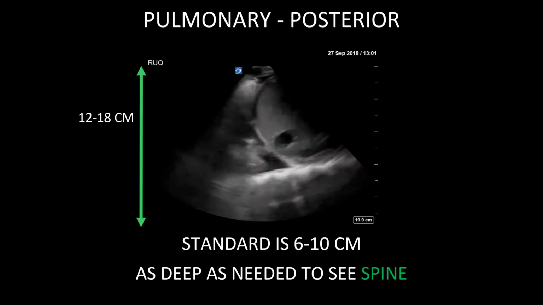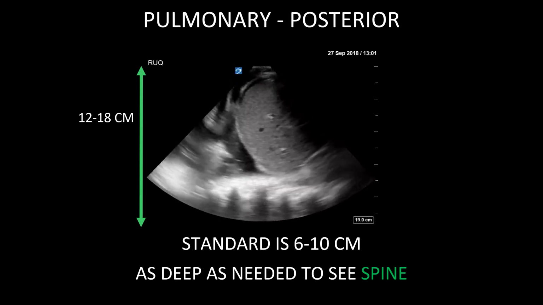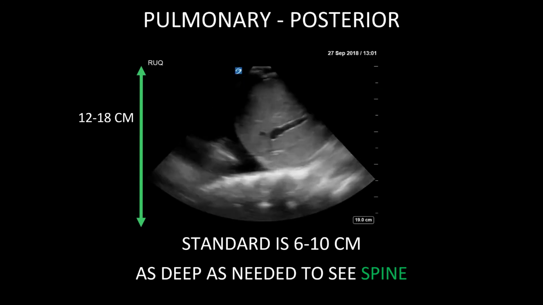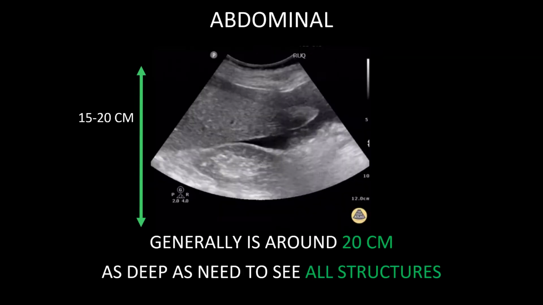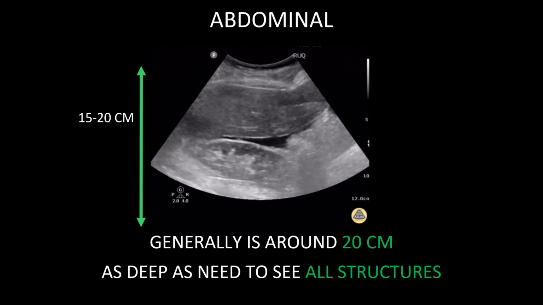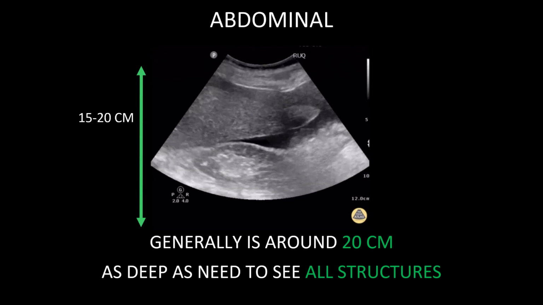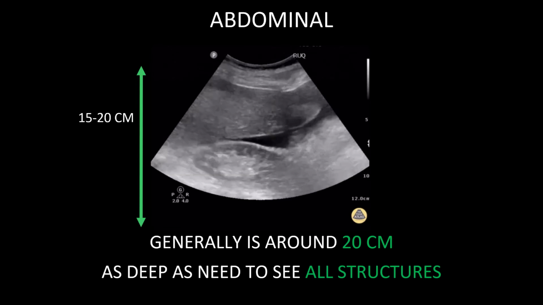In the posterior pulmonary view, in general, the standard view is between 12 to 18 centimeters for most patients. In general, one wants to have the spine visible within the frame, providing the lower border of the image. In the abdominal region, the general standard is between 10 to 20 centimeters, and usually more in the 15 to 20 range in most patients. It should really just be deep enough to see all the structures of interest.